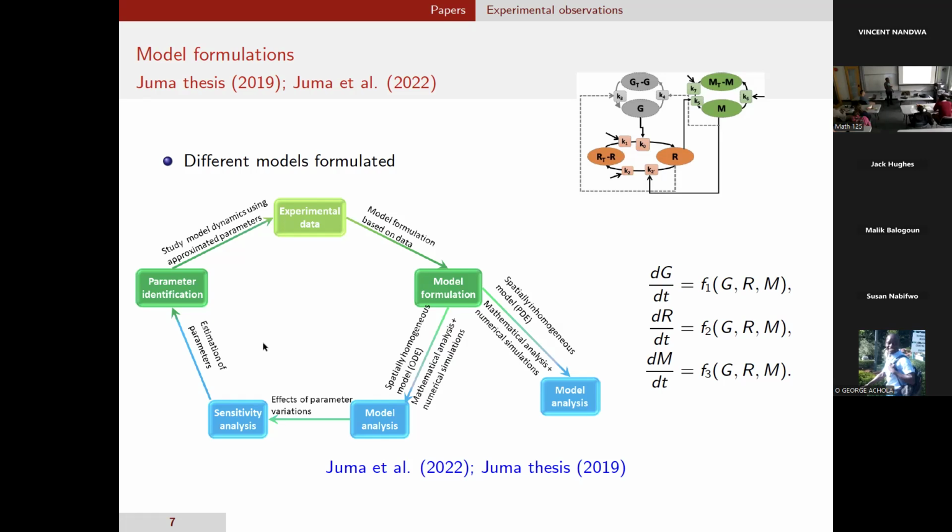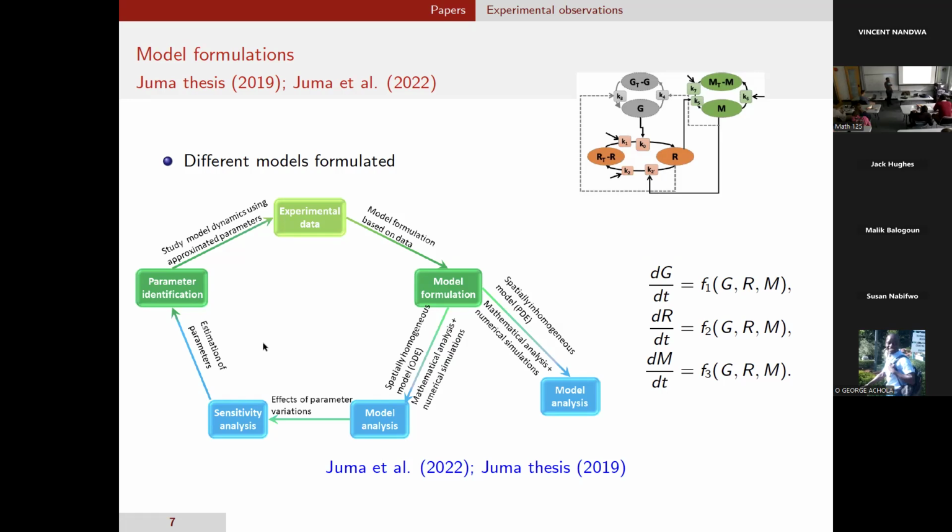So this was just the structure of what we went through. We developed models from experiments, formulated the models based on the experiments, performed some analysis and parameter estimation, and then went back to refine the models. We also had another extension in the thesis, just as a proof of concept for the spatiotemporal dynamics.